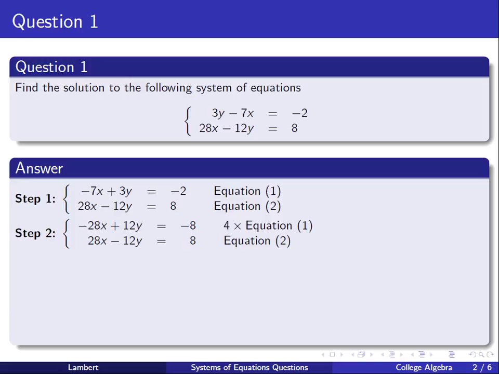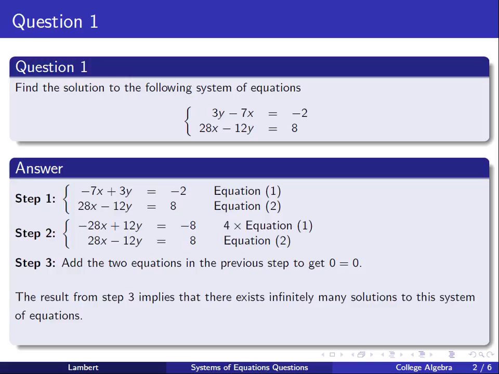With our third step, all we need to do is add these two equations. Negative 28x plus 28x, you get 0x. If you add the 12y and negative 12y, notice you get 0y, and then finally negative 8 plus 8 equals 0. So we end up having 0 equals 0. Moving forward from there, that actually gives us some information. Notice that will always be equal, 0 always equals 0. So we actually have infinitely many solutions to this system of equations.